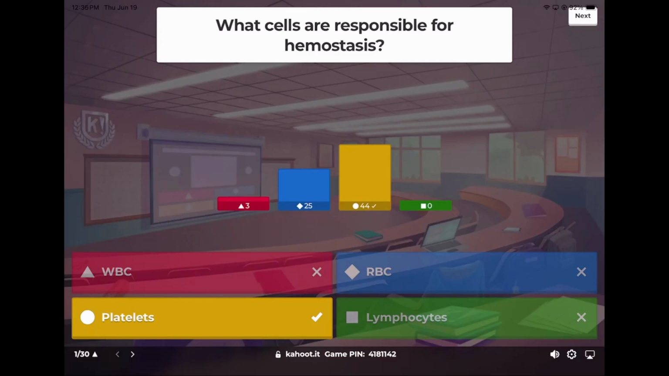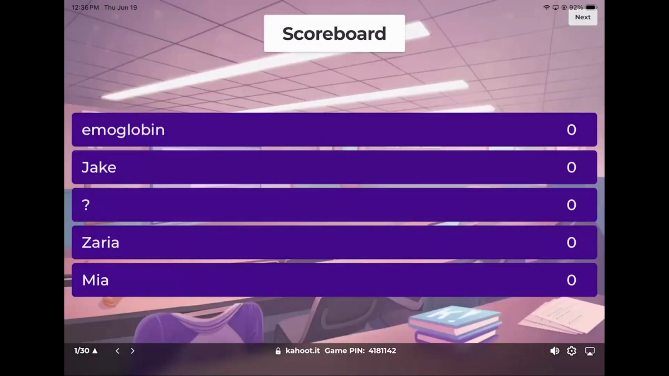Okay, guys, I'll explain it all. You gotta be quiet. So, hemostasis, stopping the bleeding. White blood cells have nothing to do with stopping bleeding. Red blood cells have nothing to do with stopping bleeding. Lymphocytes are white blood cells, so they're the same answer. So if you see two answers that are the same, they can't be the answer. So already, if you don't know what hemostasis is, looking at lymphocytes and white blood cells, they should cancel out because they're the same thing. Red blood cells and platelets are the ones responsible for that.